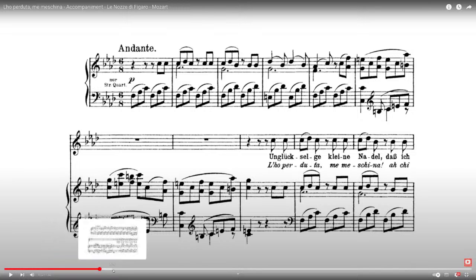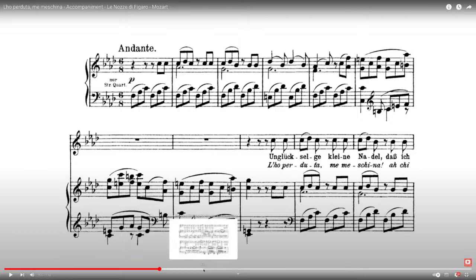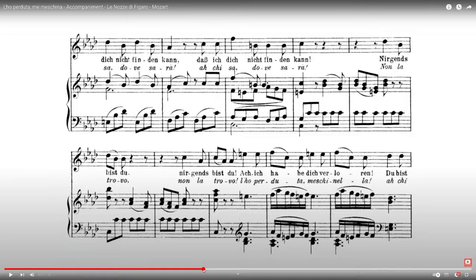Let me see. Can I scale? I want to get the sheet music. It's not scrolling unless I play it. Okay, wait. I just wanted to show you the second page. Here. A chissà dove sarà. Can you see my mouse cursor? A chissà dove sarà.